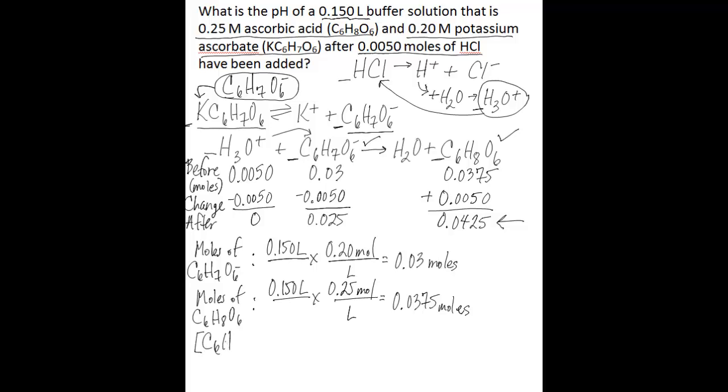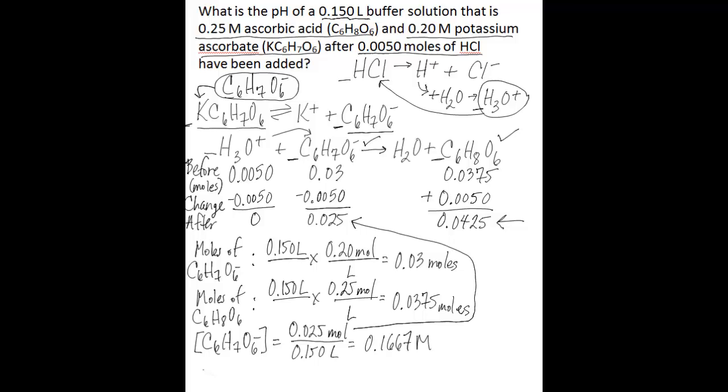So assuming that the solution volume remains the same as 0.150 liters after the addition of hydrochloric acid, so adding that hydrochloric acid does not change the volume, that's what you're assuming, you can say that your ascorbate anion concentration is going to be equal to 0.025 moles. So this is what you found to be the number of moles of ascorbate anion remaining after the neutralization reaction. You're dividing by your known volume of 0.150 liters. Do the math, you get 0.1667 molar.